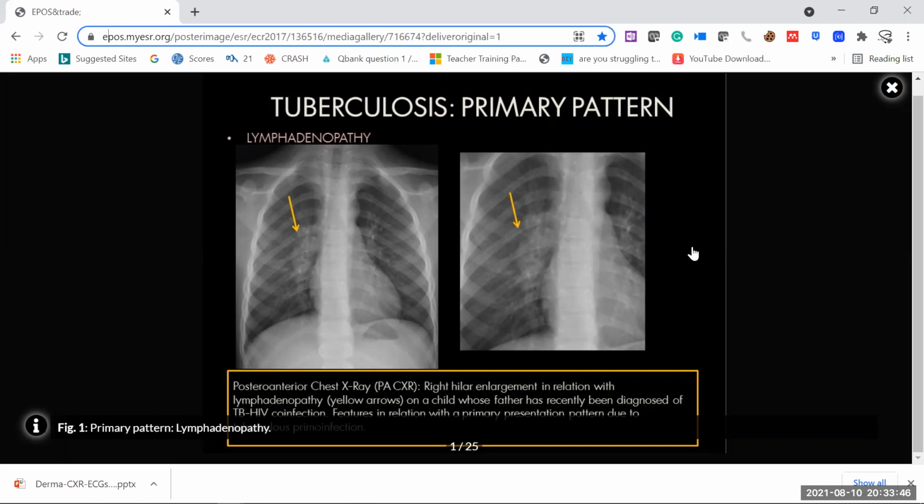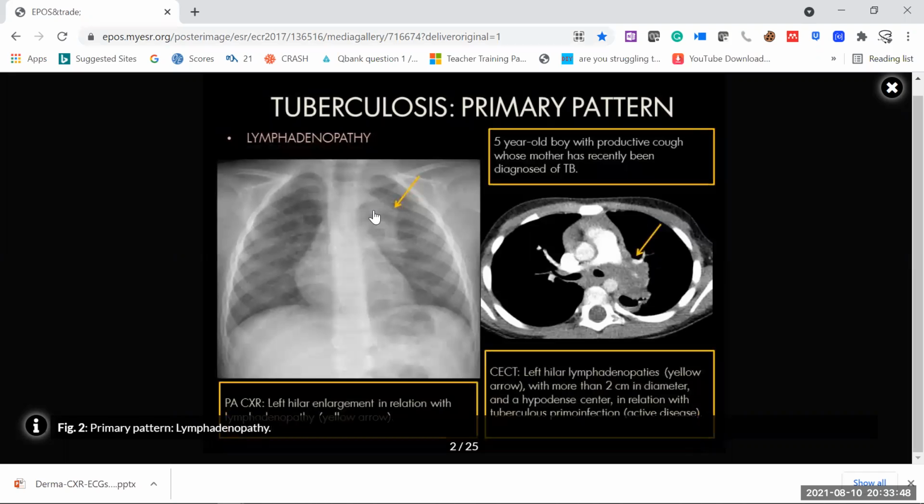Similarly, in the next diagram, you can see this is also the primary pattern. Here also we can see lymphadenopathy in the hilar region. Because this is a small child, but you can still appreciate the white patches here. This white patch is again going to show you the hilar enlargement, and again a lymphadenopathy. This is a 5-year-old boy. Which side is the lymphadenopathy? This is the left side, so this is left hilar enlargement. So we can also say it's tuberculosis because it's showing lymphadenopathy.